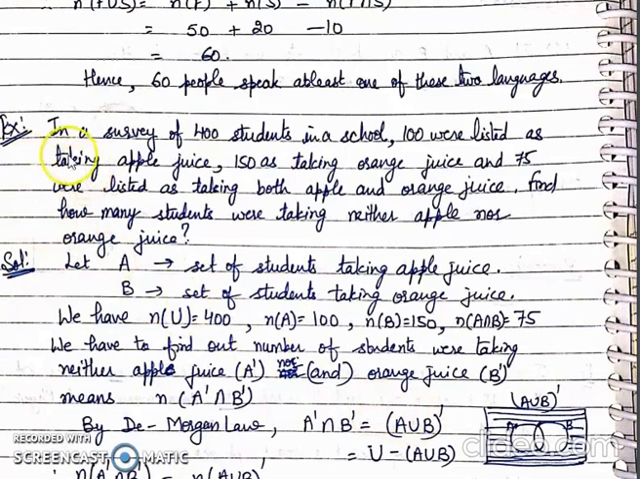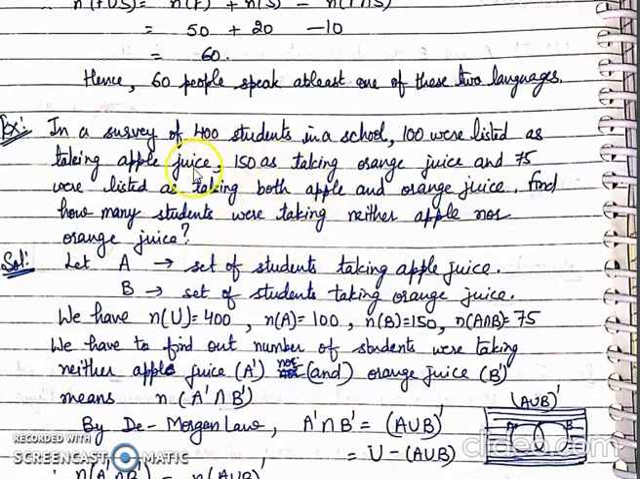The example is: in a survey of 400 students in a school, 100 were listed as taking apple juice, 150 as taking orange juice, and 75 were listed as taking both apple and orange juice. Now the question is: find how many students were taking neither apple nor orange juice.